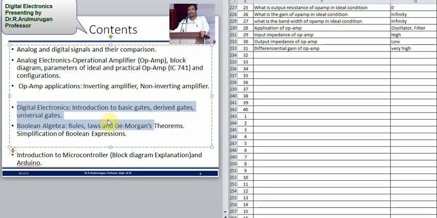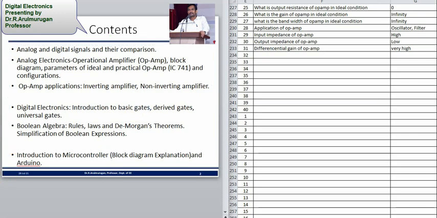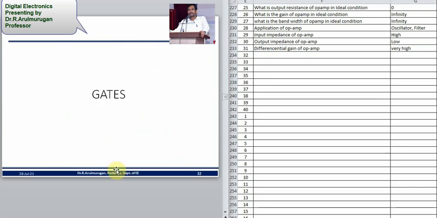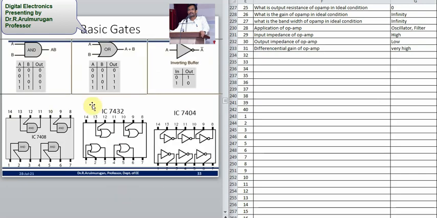Okay, digital electronics. We already discussed the gates in the last class, and the practical session we discussed completely. So what are the gates? AND gate, OR gate, NOT gate. These are the basic gates, the basic three gates: AND gate, OR gate, NOT gate.